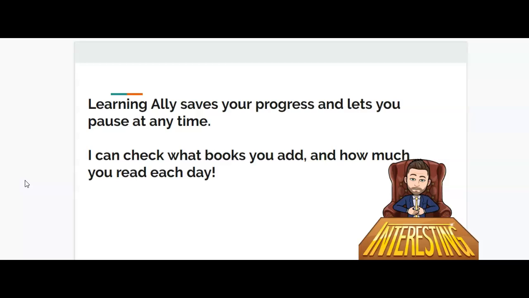And the last thing about Learning Ally that's awesome is it saves your progress and lets you pause at any time. So if you don't have a full 30 minutes to read or you get interrupted, you can pause, and when you come back to the app, it's going to pick up right where you stopped reading. And it's going to tell you the percent of the book that you've read. I can actually check what books you add, how much you read each day, and what percent of the books you've gotten through, which is a really great feature. It lets me keep track of where people are in their stories. It also allows me to help manage your books as well. So if you need books added, I can go to your bookshelf and add or remove books.